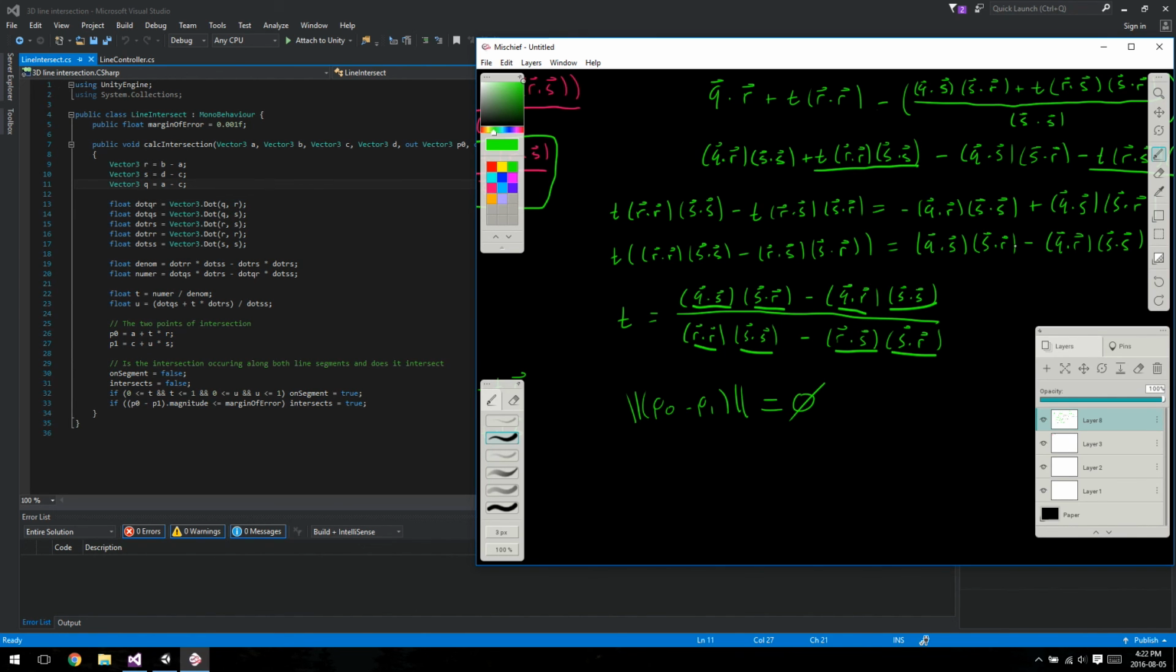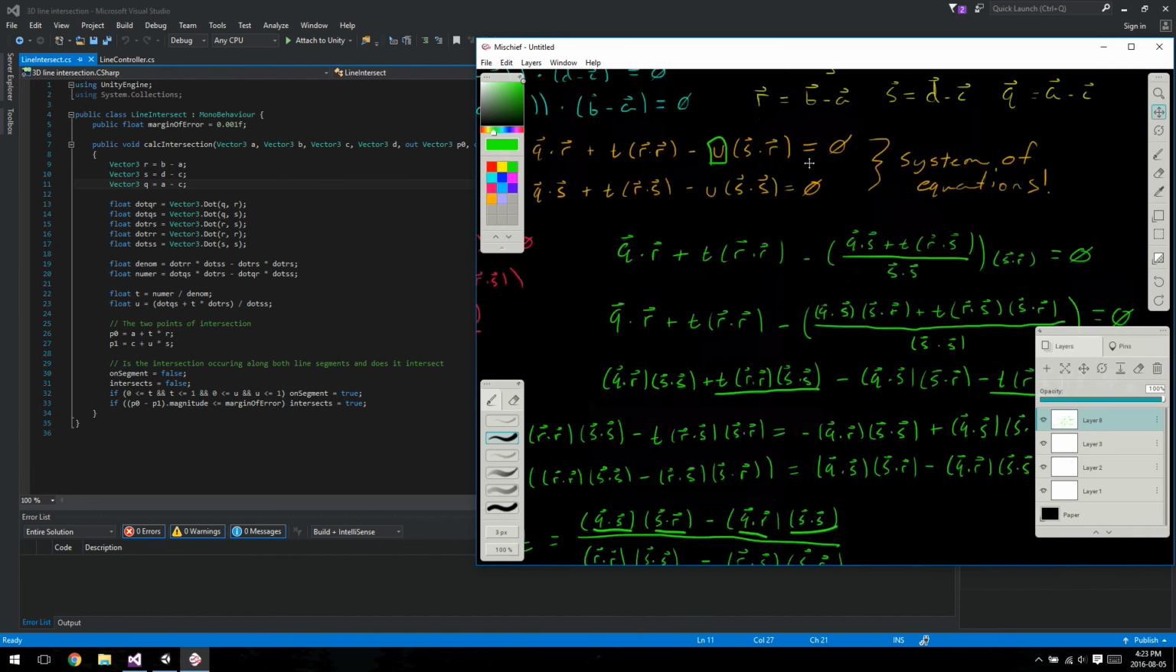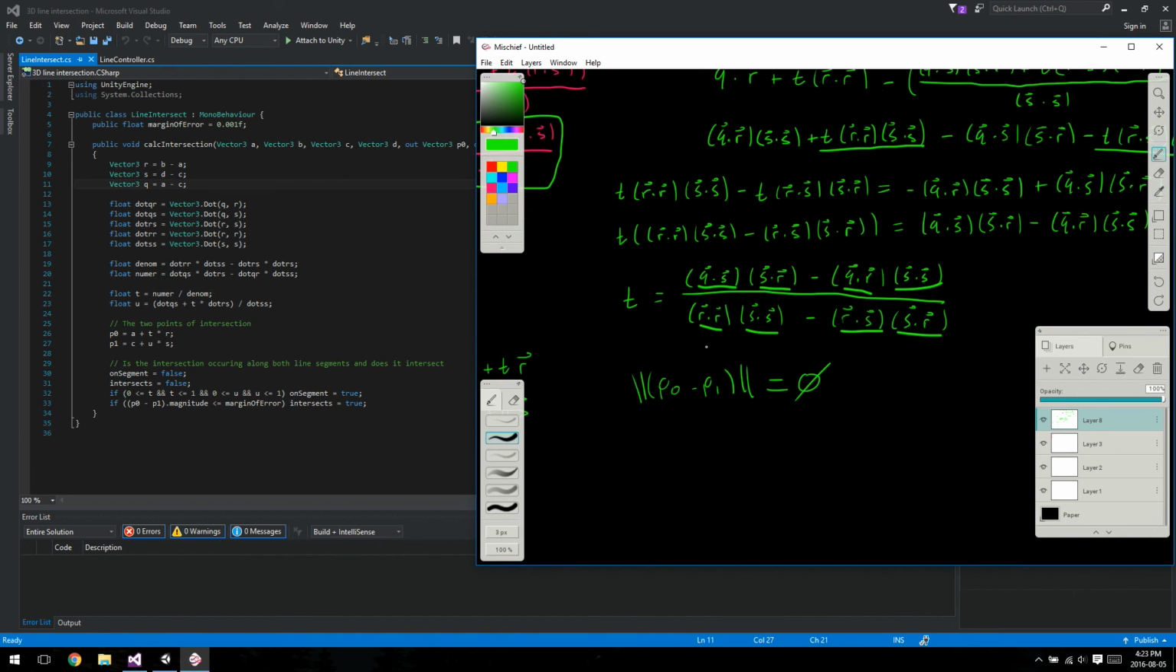We did the r, s, and q, which, as we talked about earlier up here, is our simplification to make things easier for us. Then we're doing the denominator, so the denominator is r dot r times s dot s minus r dot s times s dot r. For the numerator, we've got q dot s, which is the top, times s dot r, or r dot s, same thing, minus q dot r, r dot q, same thing, times s dot s. So then we just solve for t by taking the numerator divided by the denominator.